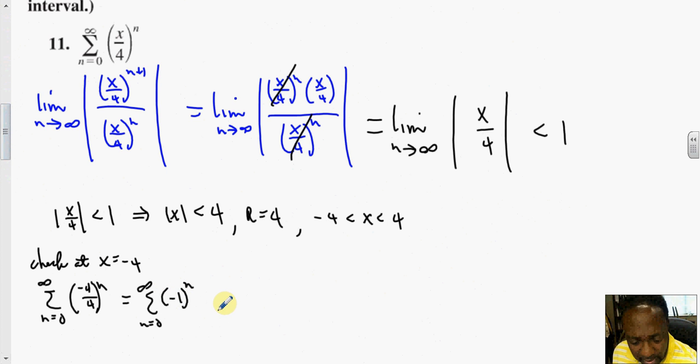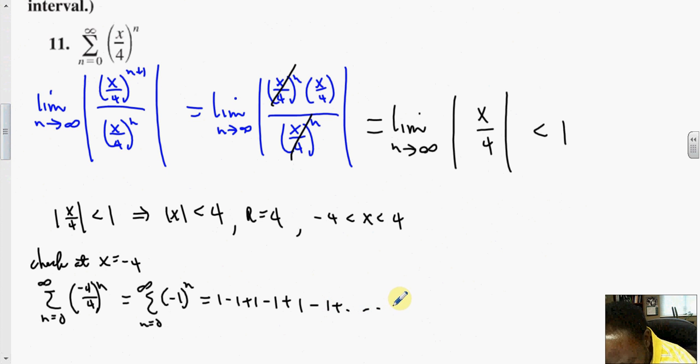A negative 1 to the nth power is equal to, when n is 0, we get 1. When n is 1, we get negative 1, then plus 1 for the next one. So 1 minus 1 plus 1, and so on. So what's this limit?